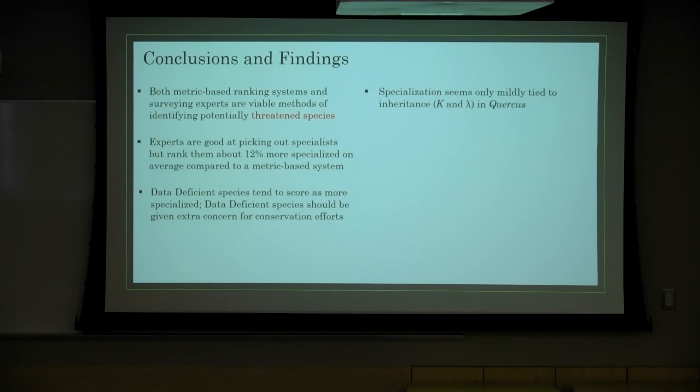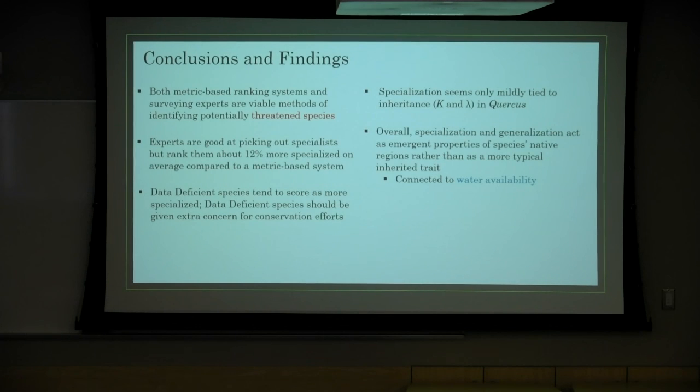We found that specialization and generalization is slightly tied to inheritance, but phylogenetic history is definitely not the driving factor in specialization. So it's not acting like a traditional morphological trait, like tail length or foot length or something like that. It seems to follow more of an emergence pattern that's tied to the environment. So we find that specialization is more of an emergent property of a place rather than something that gets inherited like a traditional feature. And we have a hunch that that is related to water availability.